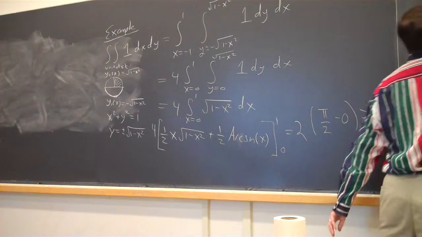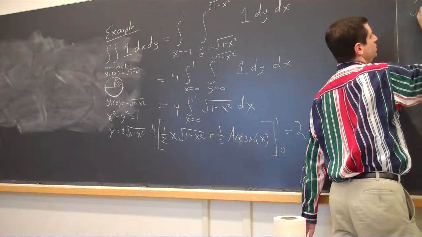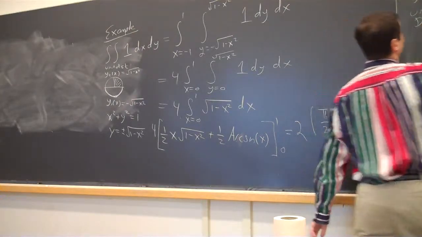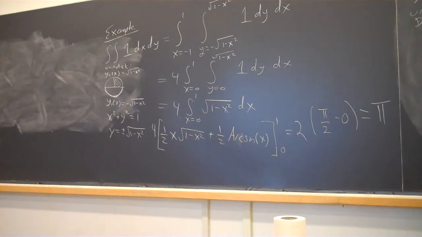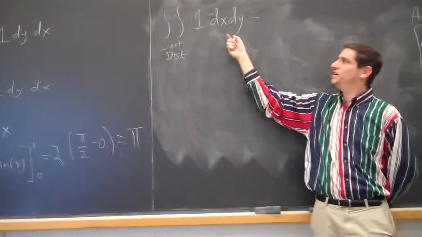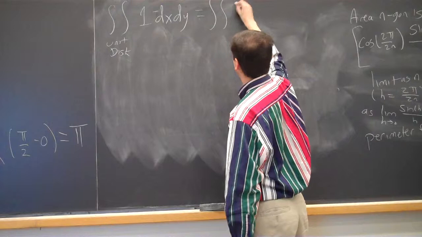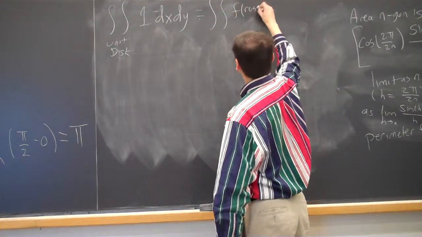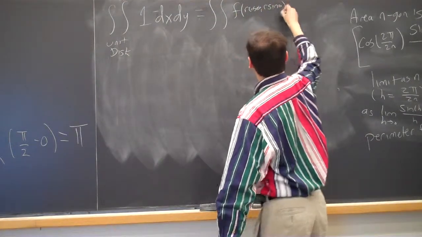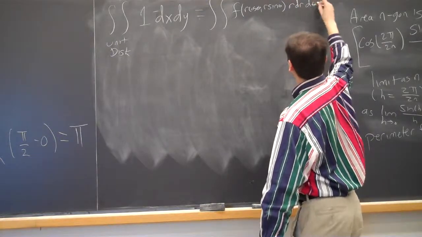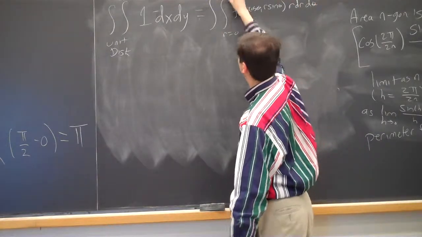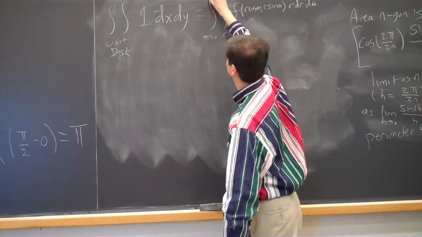So now, the integral over the unit disk of 1 dx dy, I'm sorry. So now, if I want to integrate this over the unit disk, what do I say? It's the integral of my function f at r cosine theta, r sine theta, dr d theta. R goes from 0 to 1, theta goes from 0 to 2 pi.